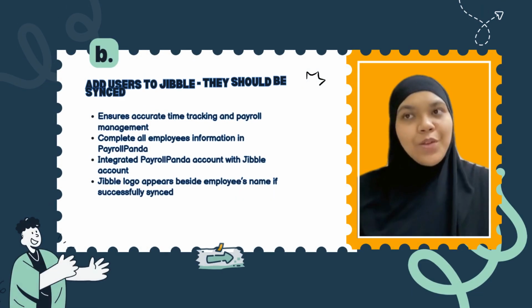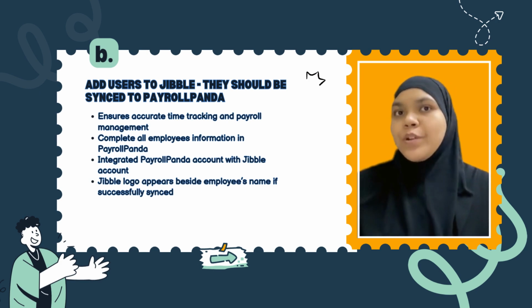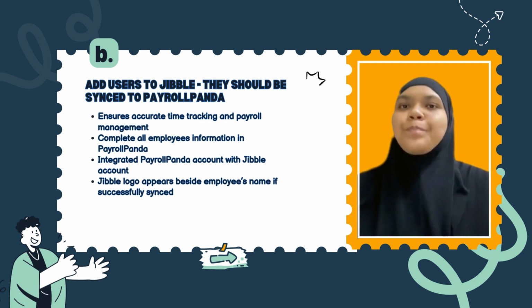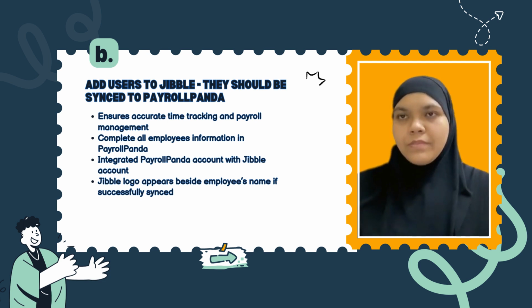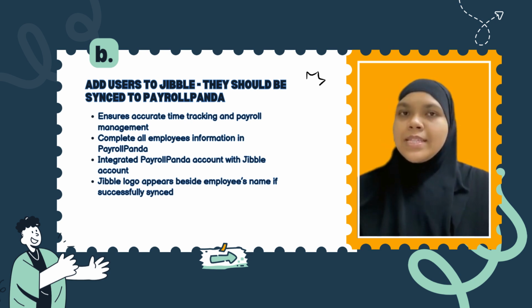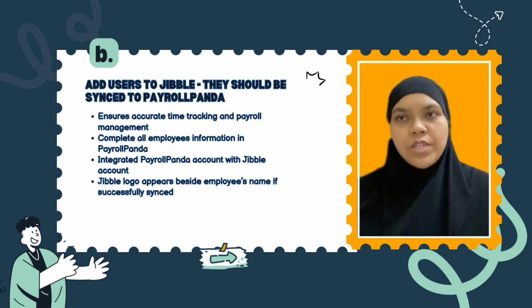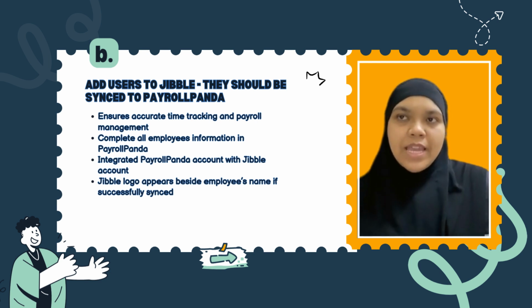Next, I will explain how users are added to Jibble and synced with Payroll Panda. Adding users to Jibble is an important process to ensure accurate time tracking and payroll management in both platforms. In Jibble, users refer to the employees in the organization whose working hours and attendance will be recorded. To add users, the admin first needs to log in to the Payroll Panda account and complete the setup of all employee information, such as personal details, salary, and work schedules.